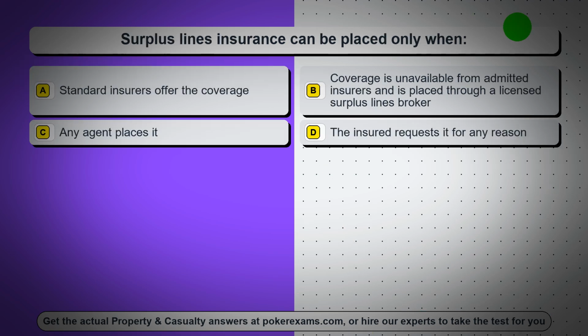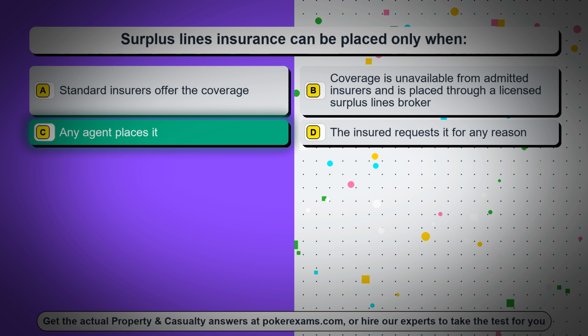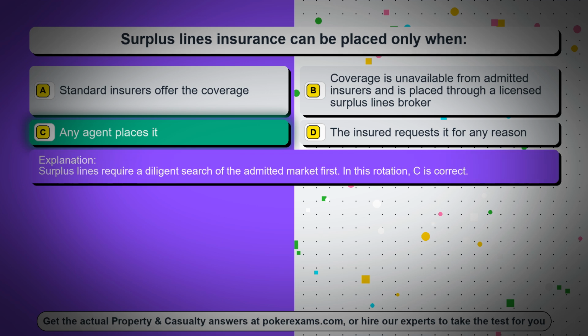Question 87. Surplus lines insurance can be placed only when option A, standard insurers offer the coverage, option B, coverage is unavailable from admitted insurers and is placed through a licensed surplus lines broker, option C, any agent places it, option D, the insured requests it for any reason. The correct answer is option C, any agent places it. Surplus lines require a diligent search of the admitted market first. In this rotation, C is correct.